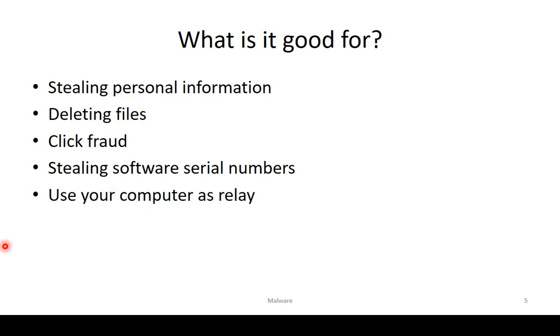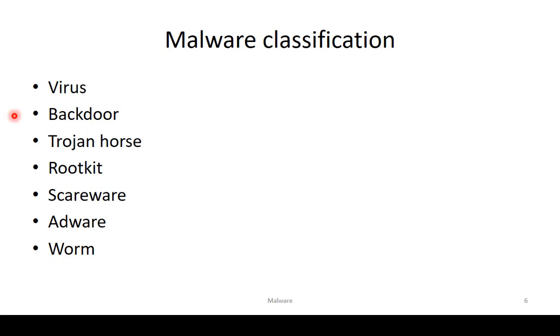Now, what classes of malware exist? We have viruses, backdoors, Trojans or Trojan horses, rootkits, scareware, adware, worms, and more recently we've had the case of ransomware. Ransomware is software that will encrypt your files and basically hold those files ransom. If the user doesn't pay over a certain amount of money in a certain amount of time, then that data is lost for good.